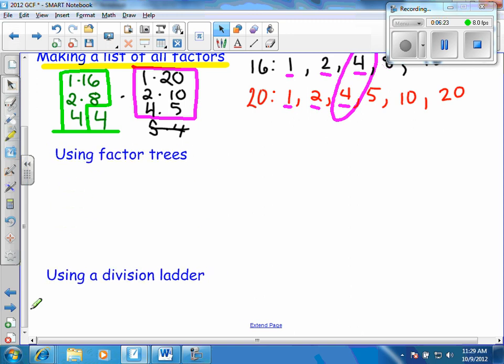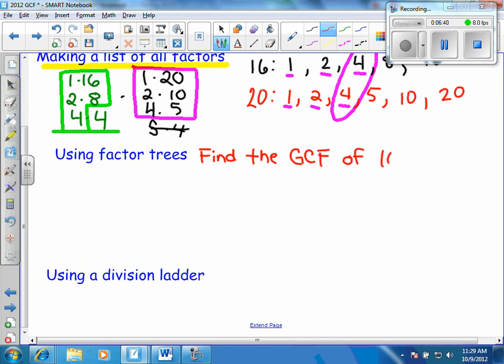Yeah, that's my favorite way. But let's see your way first. So first of all, just so you guys know, we're still trying to find the GCF of 16 and 20. Since I scrolled down, you might not know what the question is. So what'd you do first?